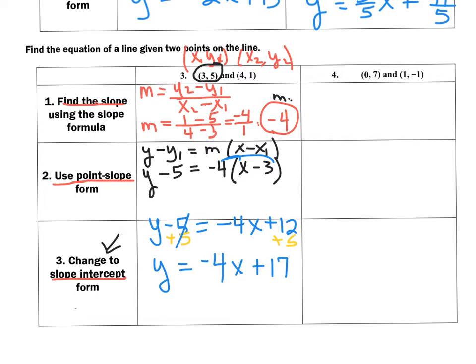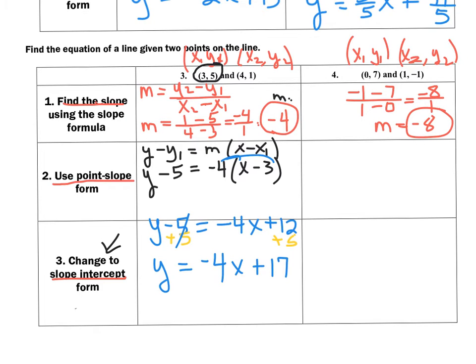So I'm using the formula, and I'm going to name, again, this is my x1, y1, and my x2, y2. It doesn't matter which one you name which, okay? Just as long as you follow the order once you've assigned it. Okay, so y2 is negative 1 minus the y1, which is 7, over x2, which is 1, minus 0. So I have negative 8 over 1, so my m is negative 8.